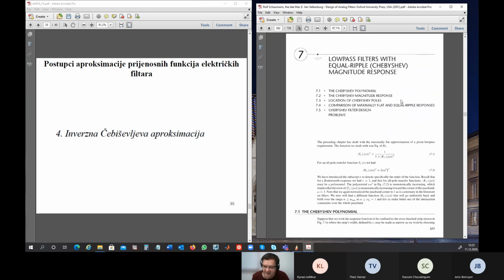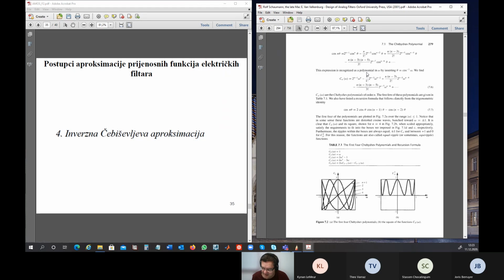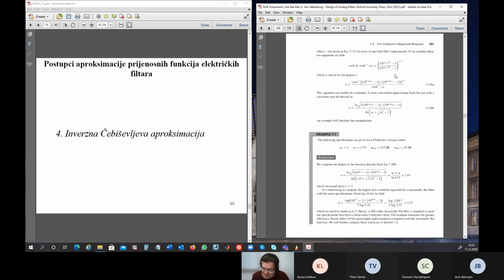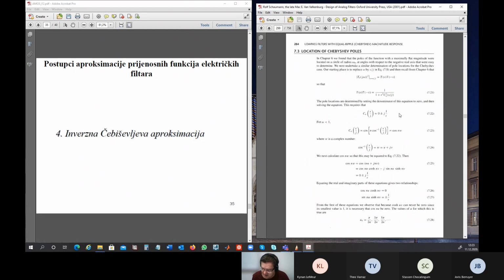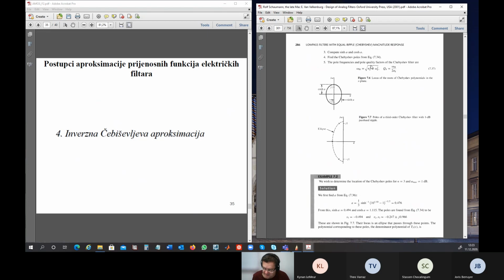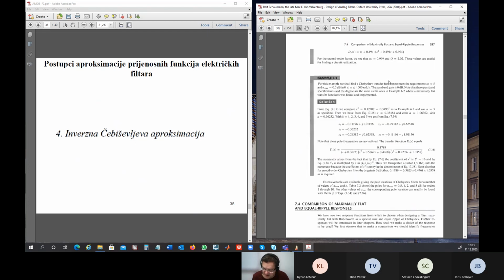And then next you have Chebyshev. About Chebyshev polynomial, this is chapter 7, page 277. And then you have everything about Chebyshev polynomials, about magnitude, and so on. Here is the equation for the calculation of the order of Chebyshev. And here are equations. This is the derivation of the equation how to calculate poles. This is page 284, location of Chebyshev poles. Here is an example of poles on the ellipses and how you calculate it.